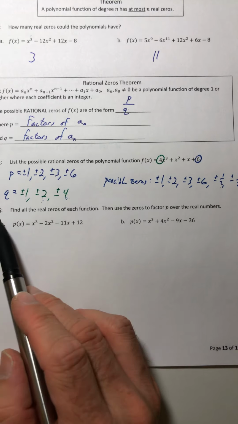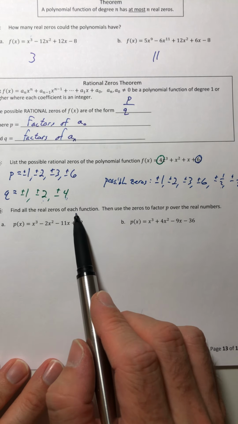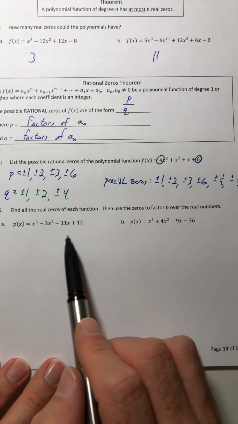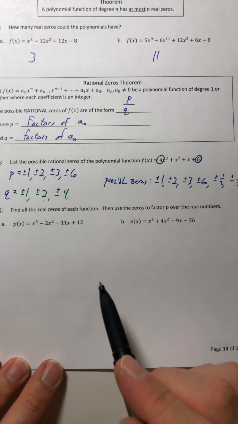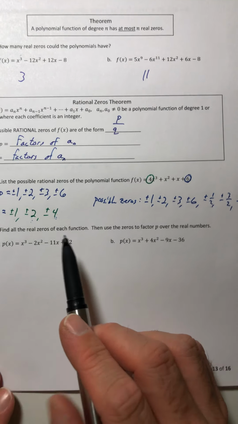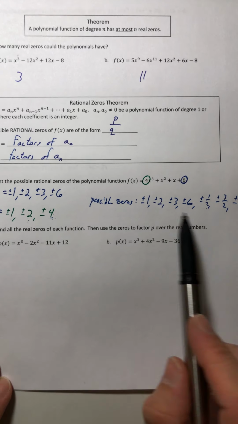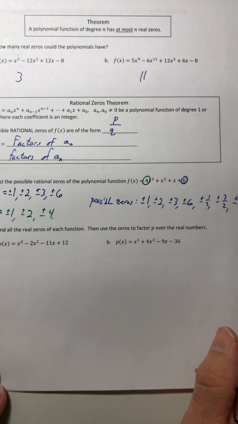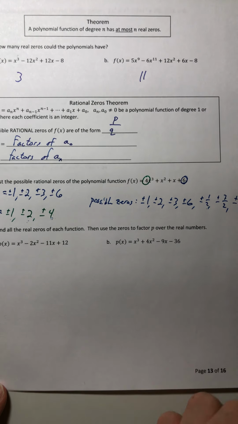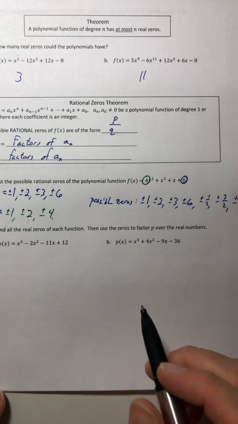So for example 6, now we want to find the actual zeros of the function. And then once we have them, we can factor the polynomial. So what this theorem does is, when you list out the possible zeros, these are the numbers that you would try out in the synthetic division to try and get that remainder down to a 0.